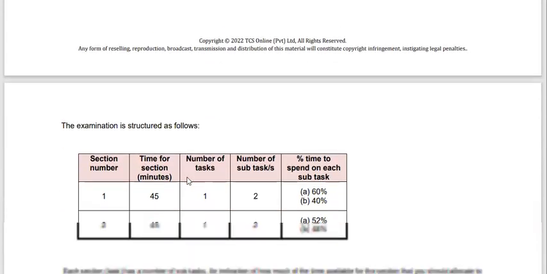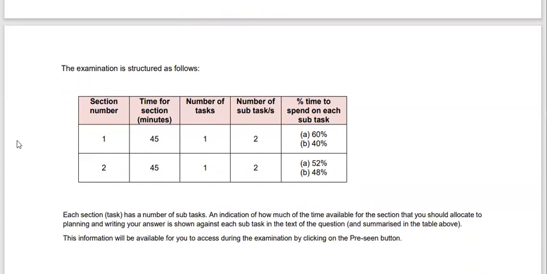Okay, so let's look at what type of paper this is. As I told you earlier, a typical CIMA examination paper consists of 4 main tasks. However, since this is a mini mock, I've included only 2 main tasks. Each task carries a time allocation of 45 minutes, and under each task, there are 2 subtasks according to this paper.